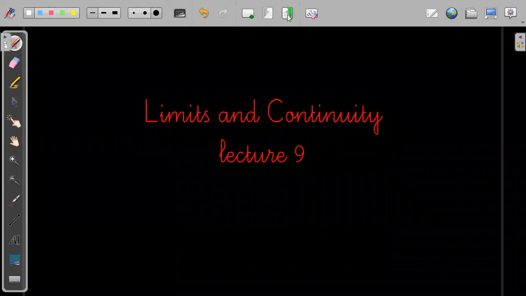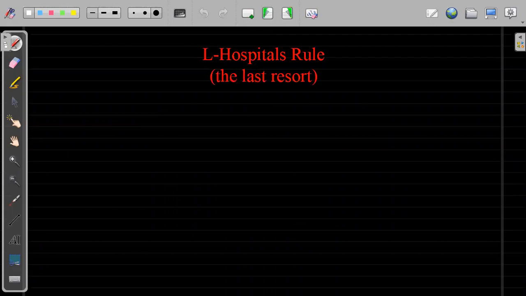Yesterday we were doing L'Hopital's rule, and I was explaining it, but because of the time we left it there. So one more time I will explain very quickly. L'Hopital's rule: when can we apply it?